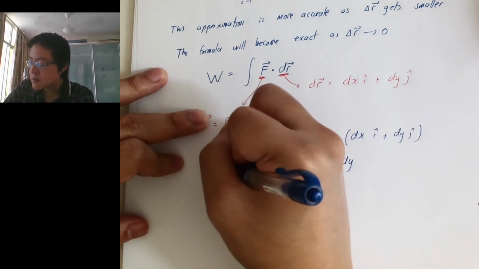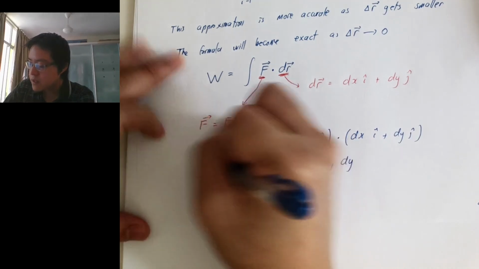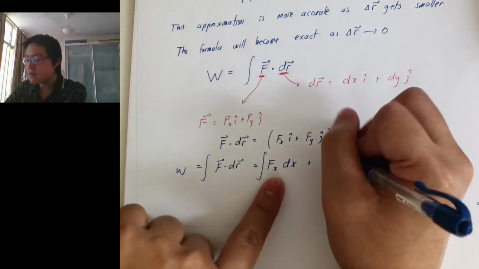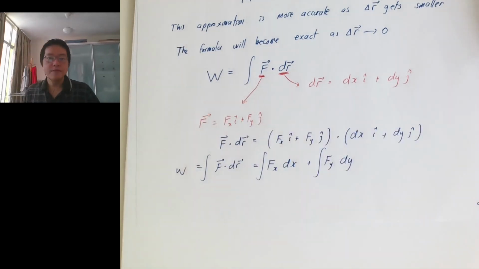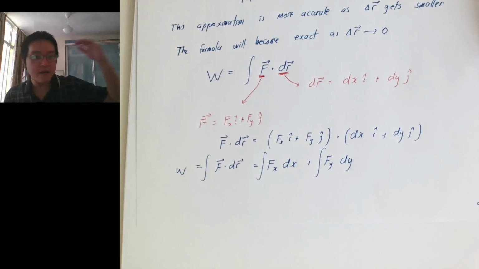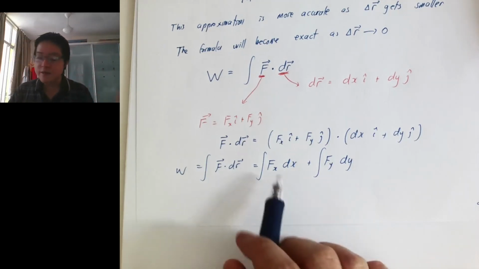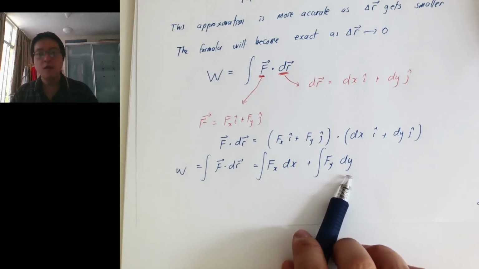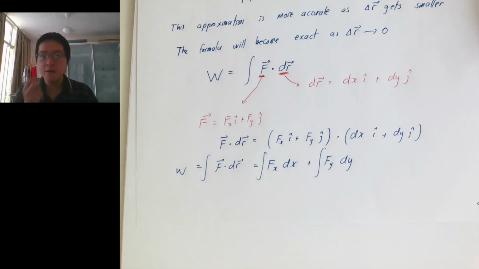Okay, so the integral of F dot dr would give you the work done. It just means that you need to integrate these two terms over here. Basically you get the x component and integrate along the x direction, then you get the y component and integrate along the y direction, and that will give you the work done.